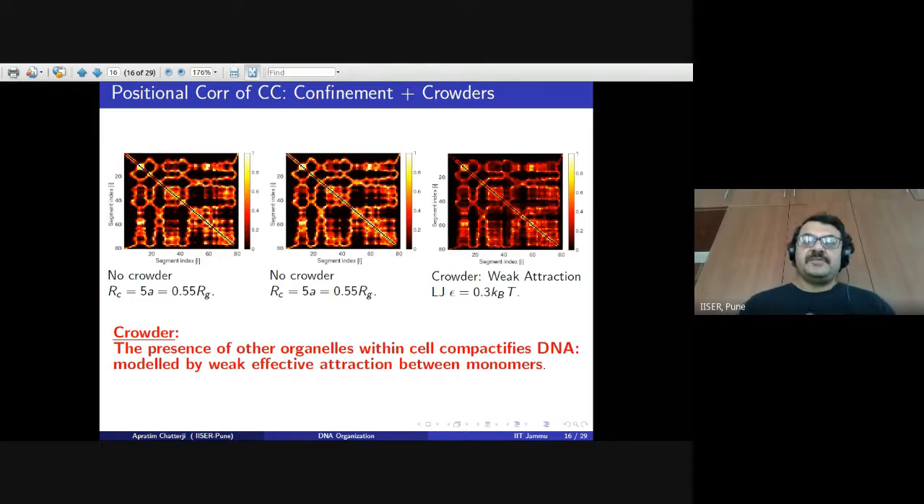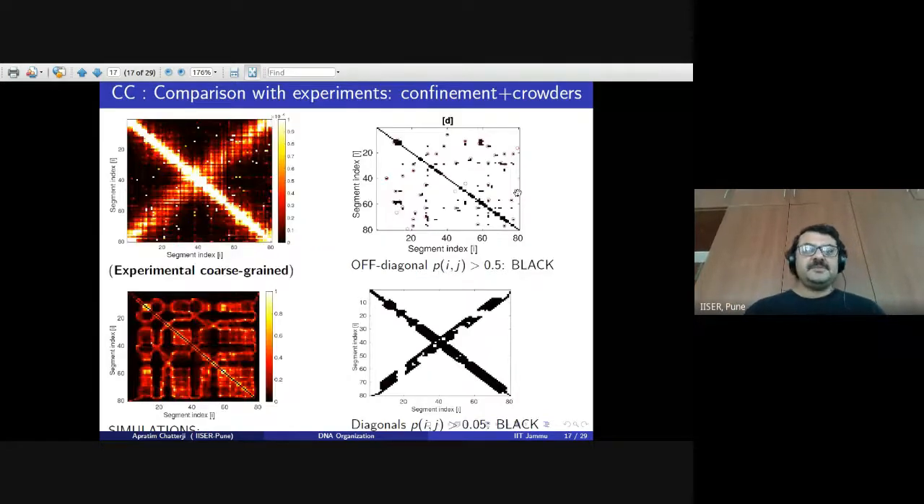Now, when we do this, we compare the data for Caulobacter. This is experimental data, this is simulation data, and we have taken the points with the highest probabilities so that it's easy for the eye to look at. And then we see that the data which previously, in the absence of confinement, didn't match, where our prediction didn't match the experiment, is now matching.